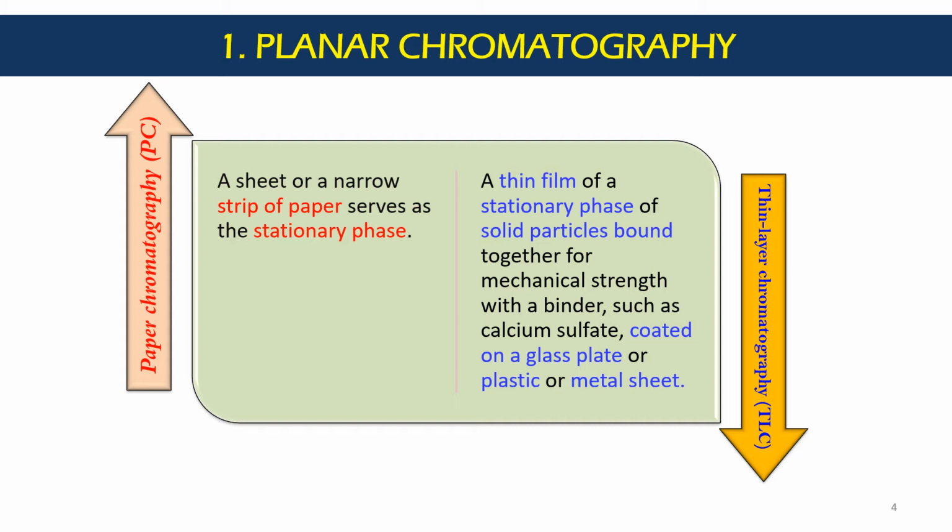For planar chromatography, for paper, a sheet or narrow strip of paper serves as the stationary phase. As I said, paper chromatography has a solid support, and then we have the stationary phase, which is water, attached to that solid support. While TLC is a thin film of a stationary phase, which we coat on a glass plate or a plastic or metal sheet. We want to make sure that the thin film coats well on the glass plate or plastic or metal sheet, so normally we use a binder such as calcium sulfate for mechanical strength, and so on.